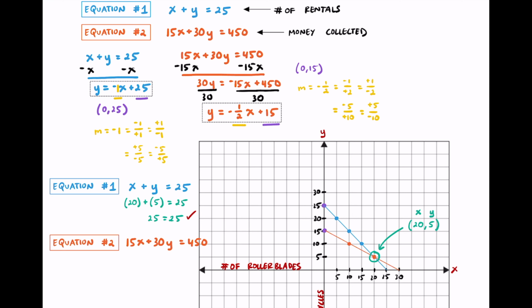Now for the second equation, which represents the amount of money that was collected, let's take this x and this y, and let's replace them with this 20 and this 5 to see if this makes sense here. So let's say that we have 15 being multiplied by, I'm going to write it over here, 15 multiplied by 20, which is what we got. Let's substitute that in for x, plus 30 times whatever y was. We said it was going to be 5. And let's see, does that equal this 450?